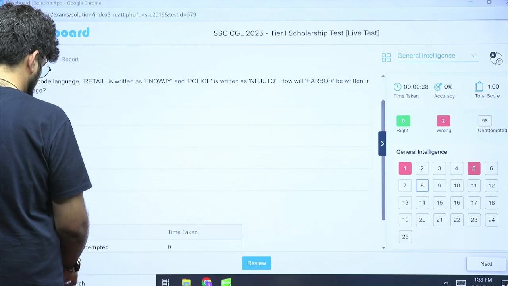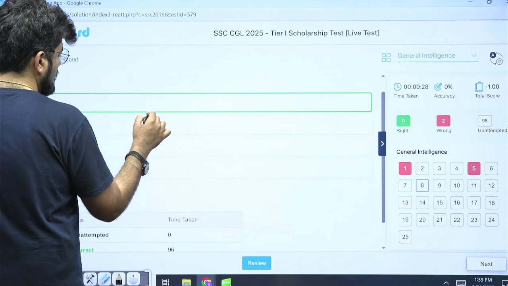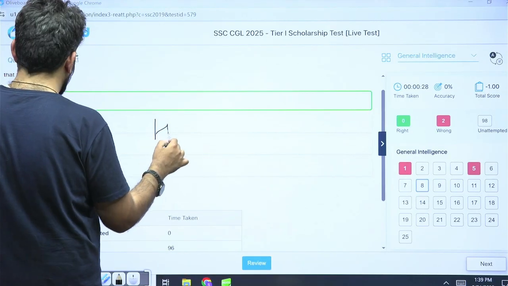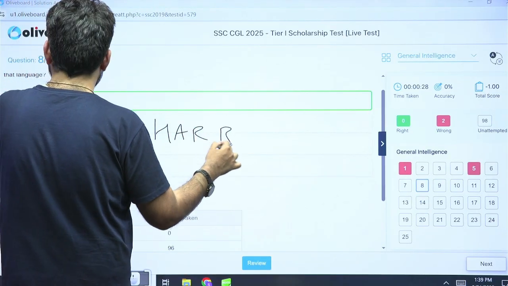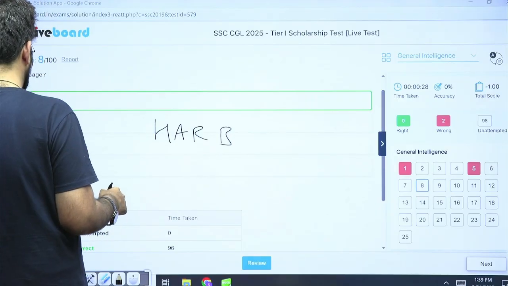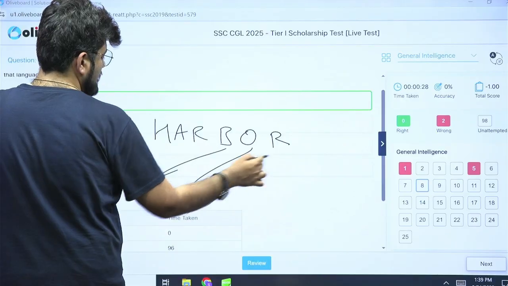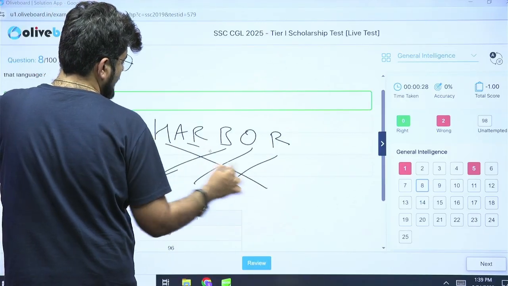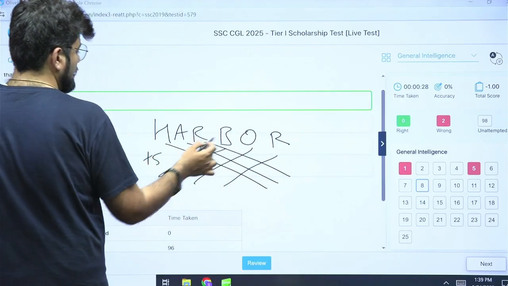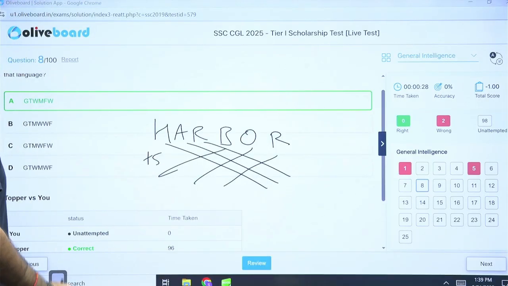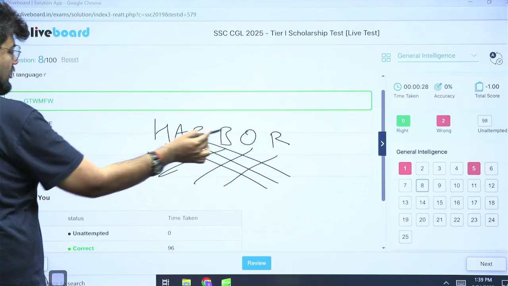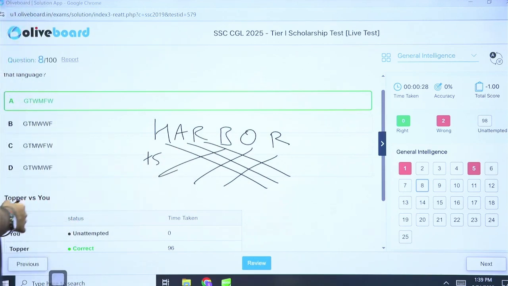So whenever we see harbor, these 3 will come first, plus 5, these 3 will follow next, plus 5. So definitely B is going to come first. So 2 plus 5 is 7. It will start with G, T. Second one will be T. 18 plus 5 is 23. G, T, W. Option 1 and 3.